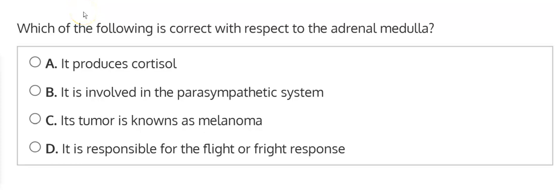Which of the following is correct with respect to the adrenal medulla? So let's just review the adrenal medulla and where this is located so we can best answer this question. So as we remember, the adrenal gland is located above the kidney.